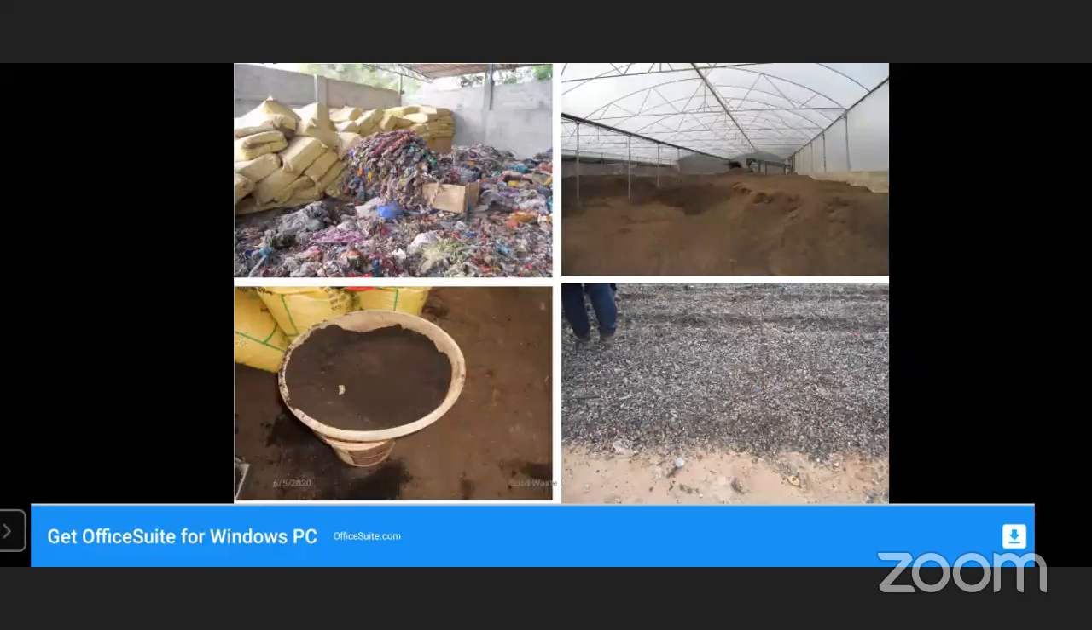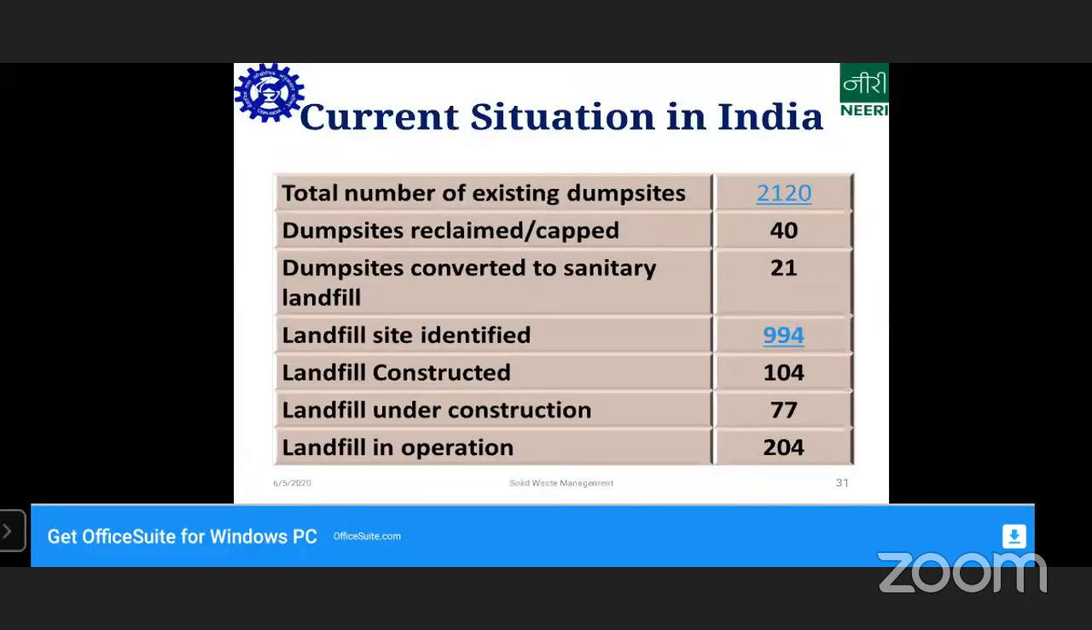Okay. Coming to the current situation in India, the total number of existing dump sites is around 2000. The covered dump sites number only 40. So you can see the ratio, how it is. The capped or covered ones are the safest ones. The rest are not safe, because they are generating methane, creating a greenhouse effect, and letting out methane and carbon dioxide into the atmosphere. Dump sites converted into sanitary landfills number only 21. So you can see the ratio again.